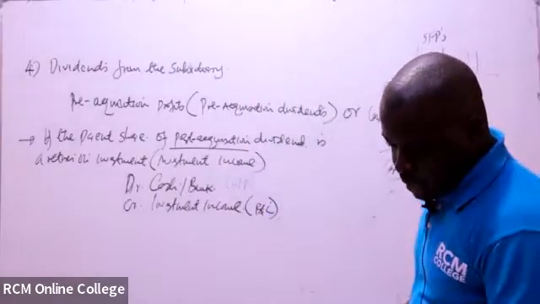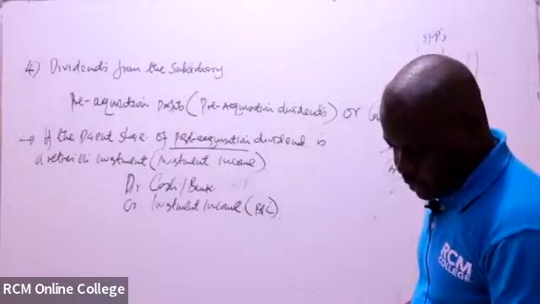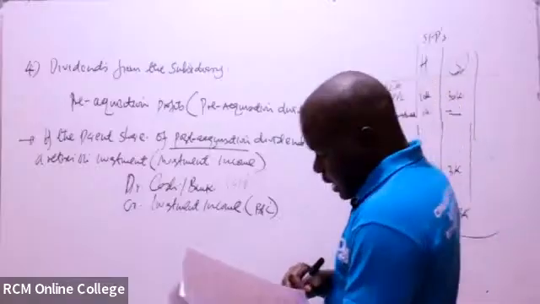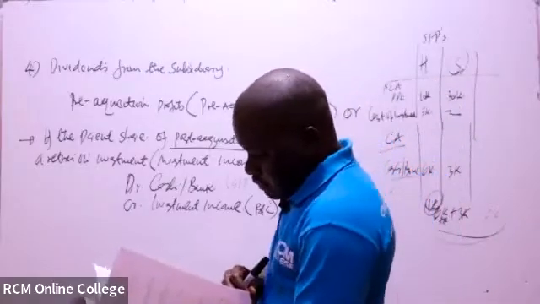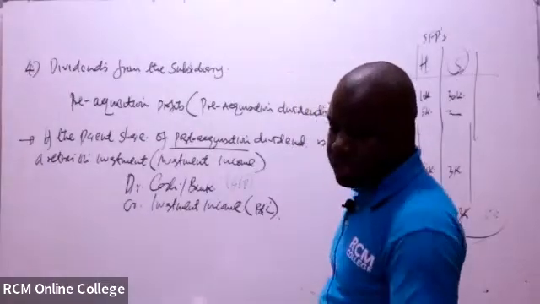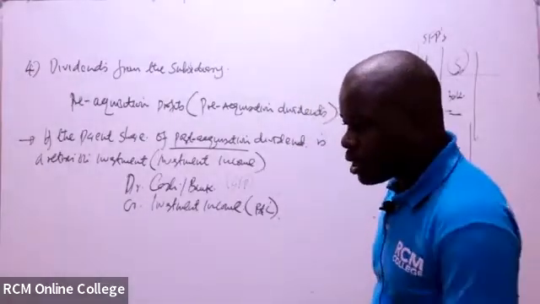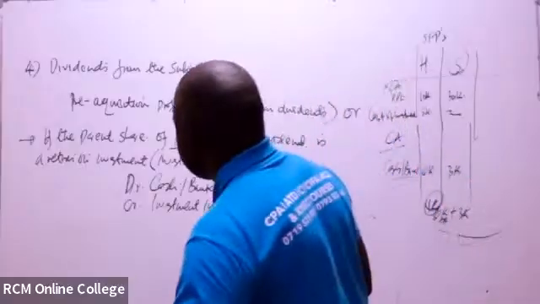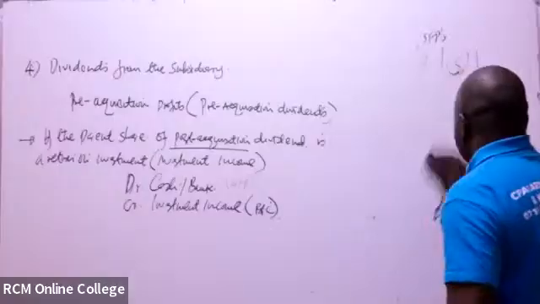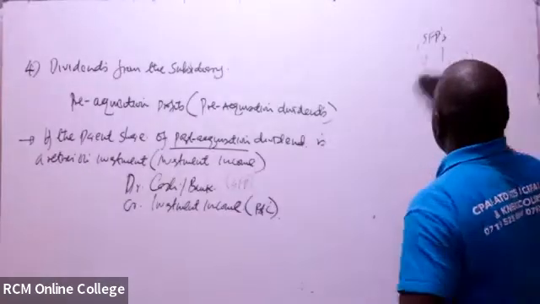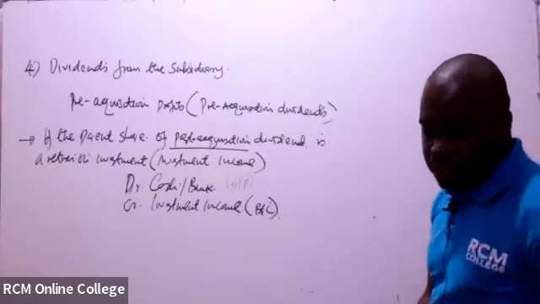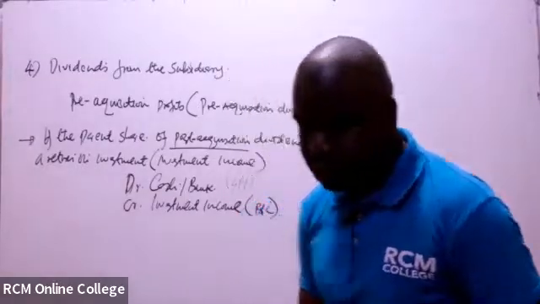Because now I want us to look at another important area. We call it goodwill. So we can look at goodwill. Number 5, you can write goodwill. How do you treat goodwill? Goodwill on acquisition. You can write goodwill on acquisition.